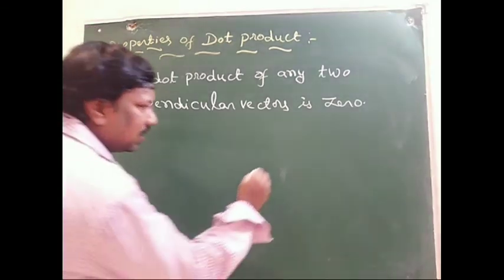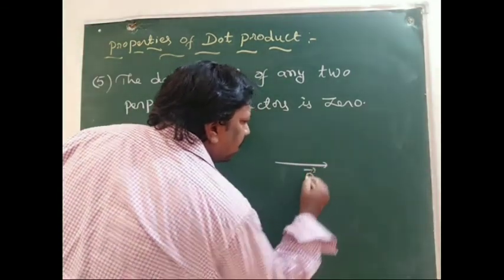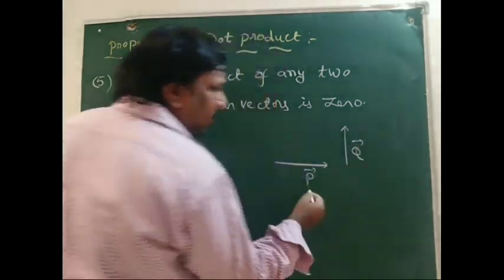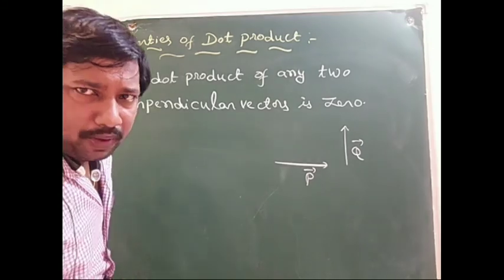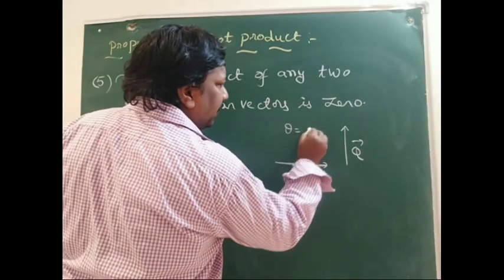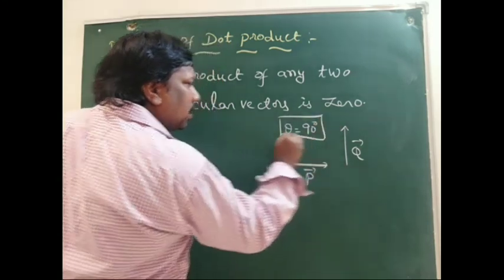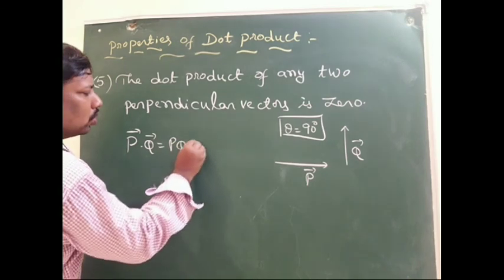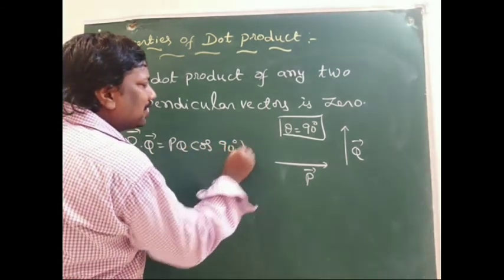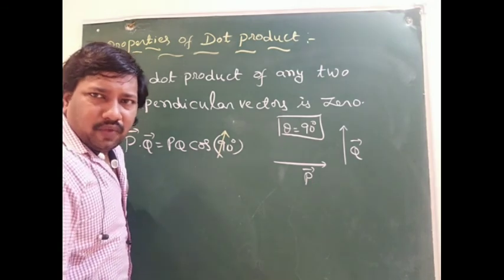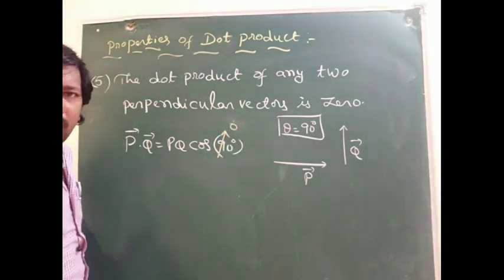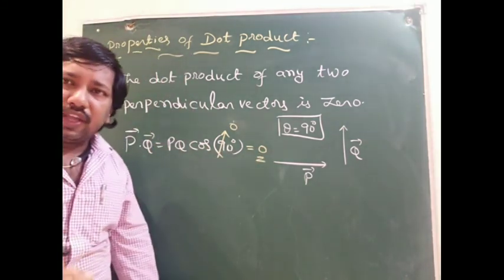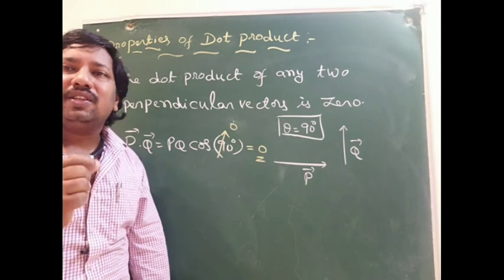So in this case, this is the P bar and this is the Q bar. Here P bar and Q bar are two perpendicular vectors. Then the angle between the two vectors is 90 degrees. So therefore P bar dot Q bar is equal to PQ cos 90. We know that the cos 90 value is 0. So 0 into PQ is 0. Therefore, the dot product of any two perpendicular vectors is 0.